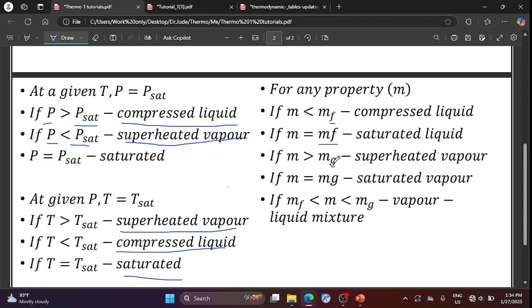So just keep this in mind. Superheated vapor is above saturated vapor. Compressed liquid is below saturated liquid. So here we see that the property is below the value for saturated liquid, so it's compressed liquid.